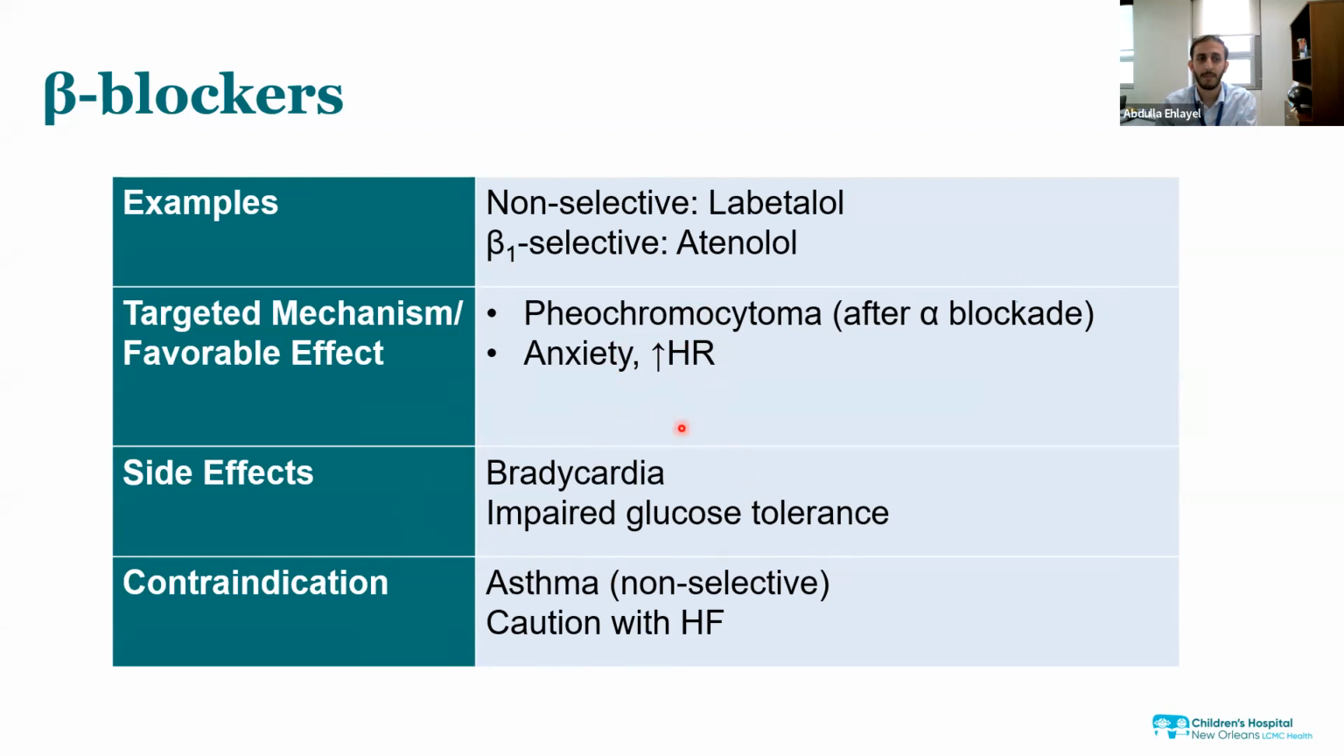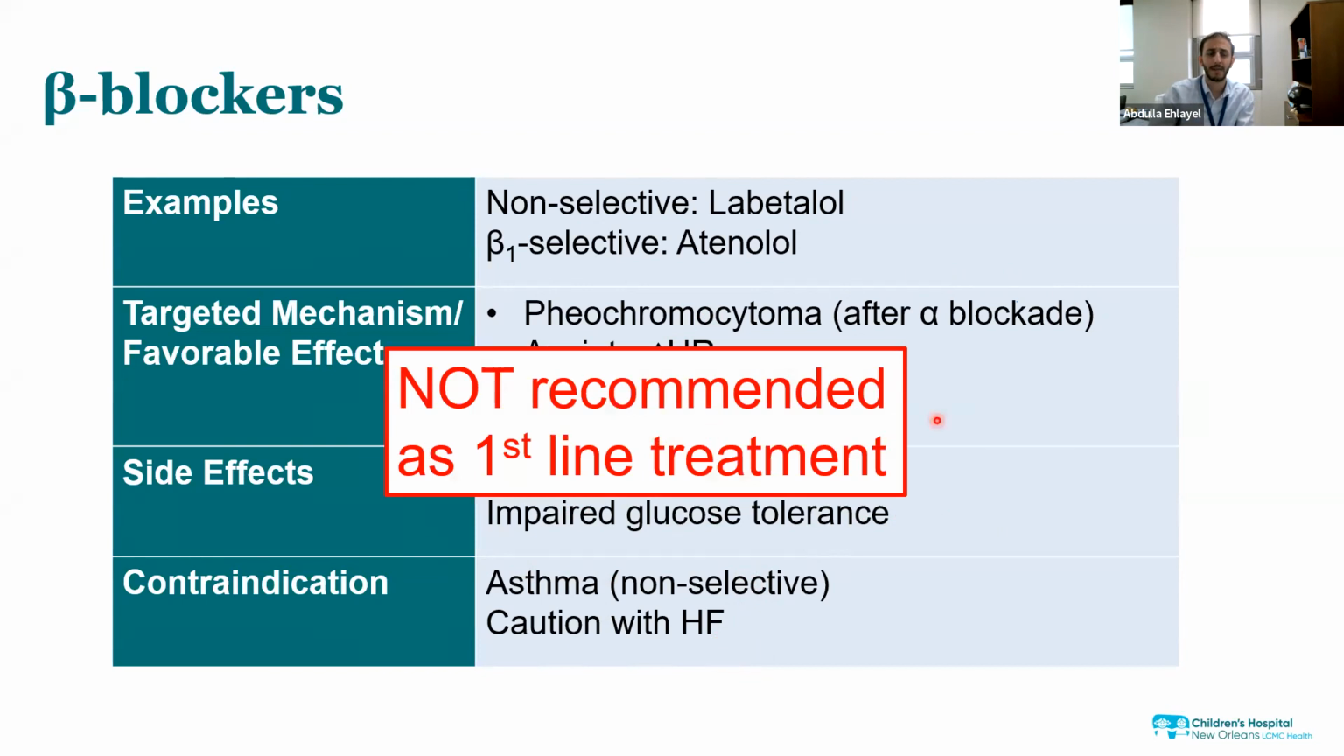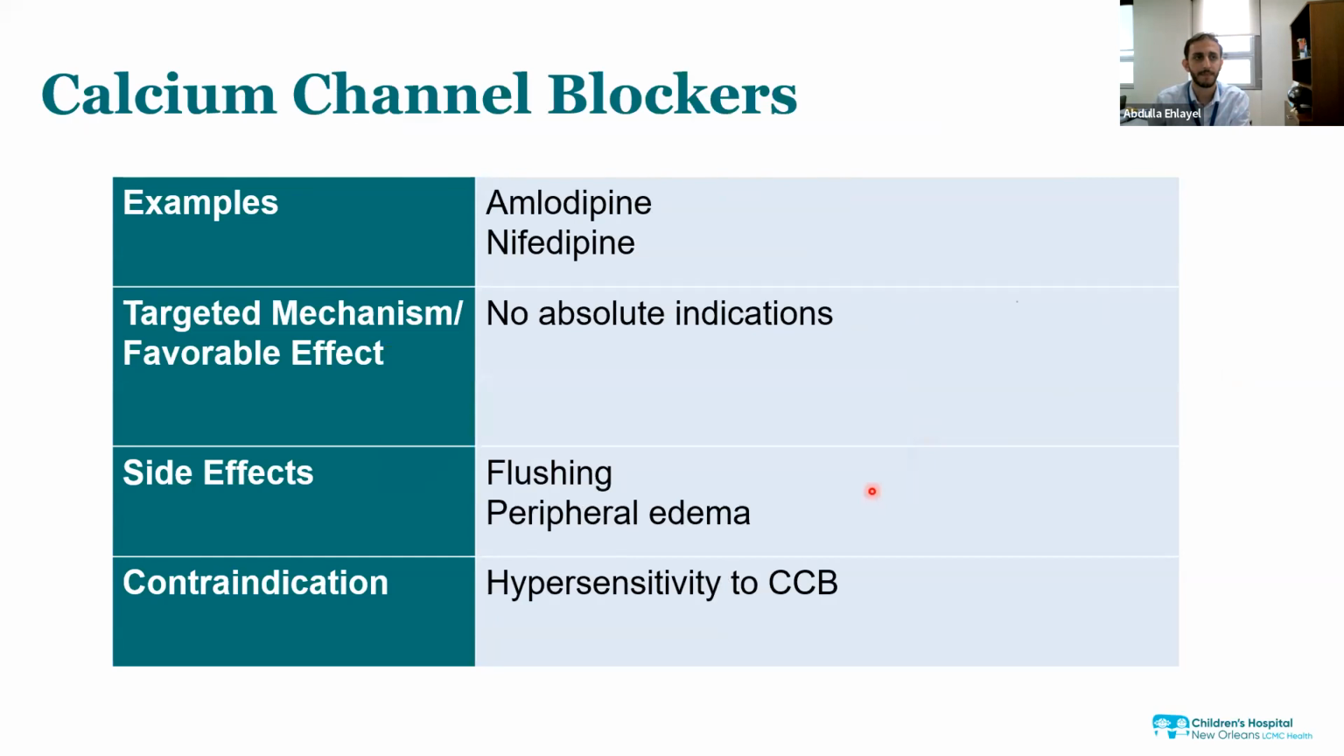Main side effects are bradycardia and impaired glucose tolerance. Contraindicated in patients with asthma, and can be used with caution in patients with heart failure. Usually we talk to the cardiologist before starting a beta blocker. If we're going to start it, beta blockers are not recommended as a first line. From the different classes, they have the least impact on the blood pressure. So we avoid using them as first line.